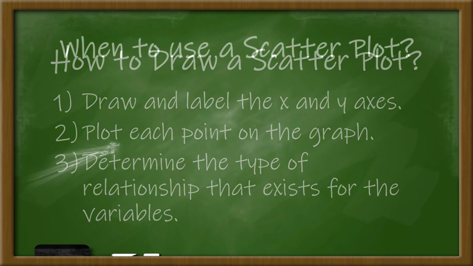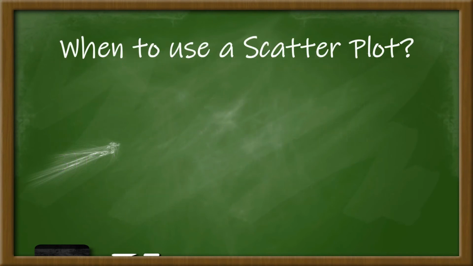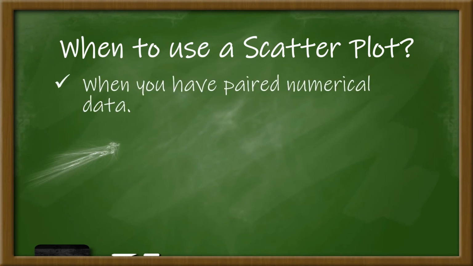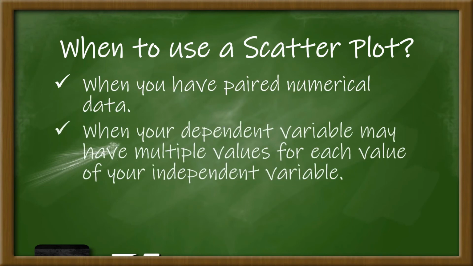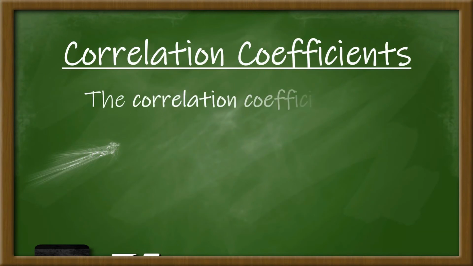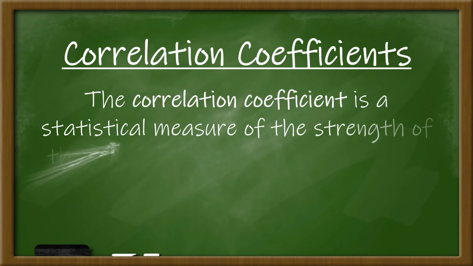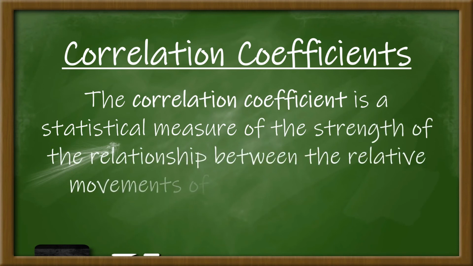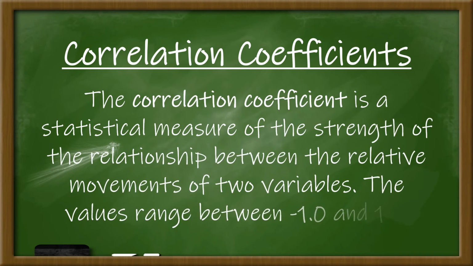When to use a scatter plot? When you have paired numerical data, when your dependent variable may have multiple values for each value of your independent variable, and when trying to determine whether the two variables are related. The next is the correlation coefficient. The correlation coefficient is a statistical measure of the strength of the relationship between the relative movements of two variables. The values range between negative 1.0 and 1.0.